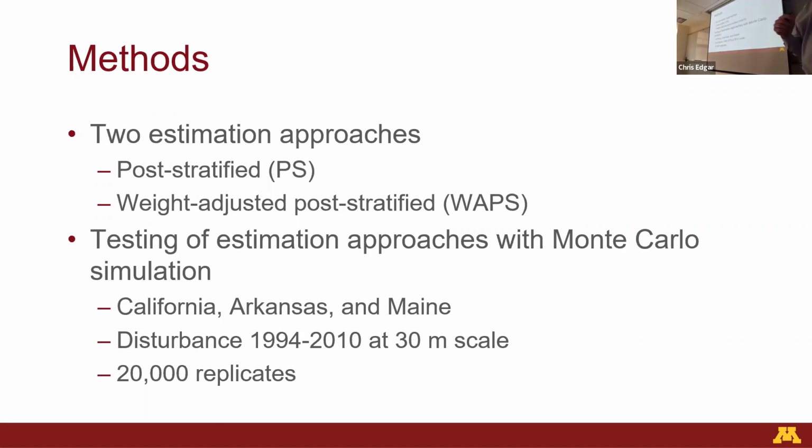And so then we could simulate laying down a grid, the FIA grid, randomly locating plots, intersecting it with the remote sensing to see the proportion of the plots that were disturbed, and then going through the standard estimation approach, seeing what the estimate is, and then comparing it to what we know the true value to be. For each state, we did 20,000 replicates of this simulation. So we're getting 20,000 estimates each year, and we can see how that varies compared to the true value.